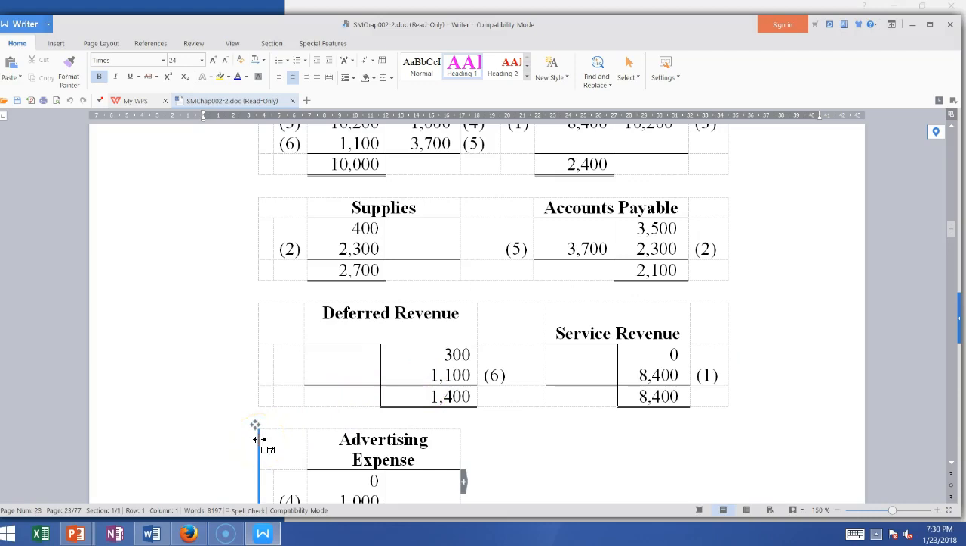Here's a question. I got confused on the homework when I was reading about unearned revenue and deferred revenue. Same thing? Right now, same thing.